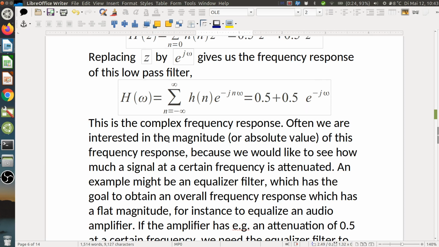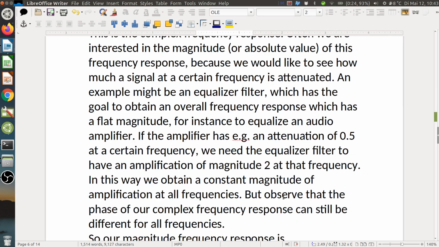So often we are interested in the magnitude or absolute value of this frequency response because we would like to see how much of a signal at a certain frequency is attenuated. Like when we have a low pass, we want to attenuate the high frequencies. And high attenuation means low magnitude values at those frequencies. An example might be an equalizer filter, which has the goal to obtain an overall frequency response which has a flat magnitude, for instance, to equalize an audio amplifier.